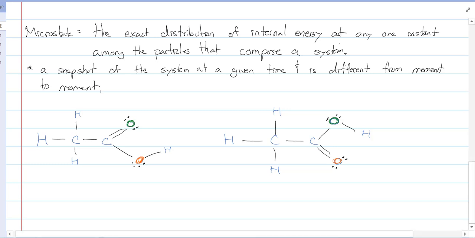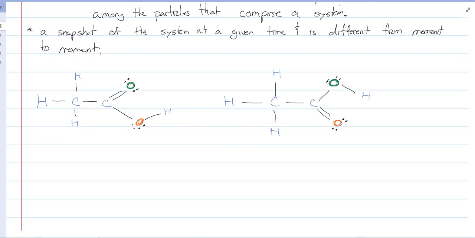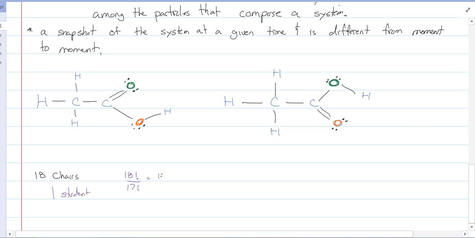So my example here, if we have 18 chairs and there's one student, let's do one student. This would be 18 factorial divided by 17 factorial, which is 18. There's 18 ways for that one student. So W would be 18.